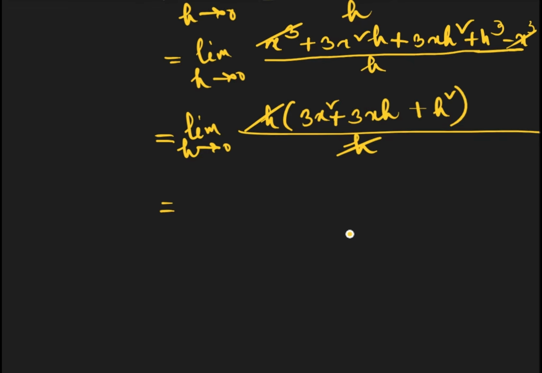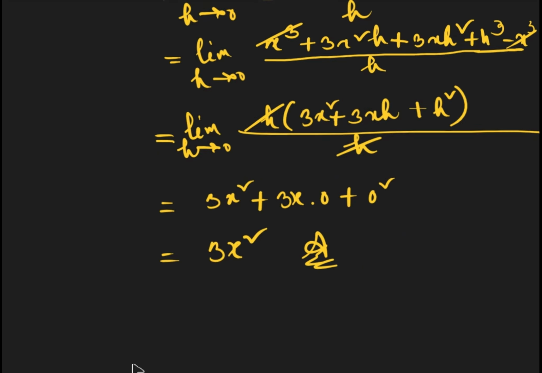So now it's time to plug in the value of h tends to 0. Why are we plugging in here? Because if we plug in here, we will find some absolute value. So this is 3x square plus 3x dot 0 plus 0 square. So the value will be 3x square. So this is the answer.